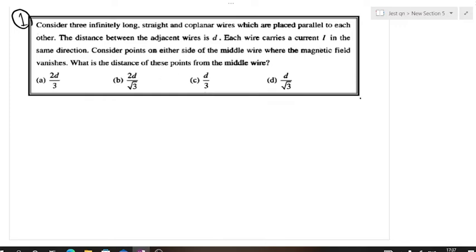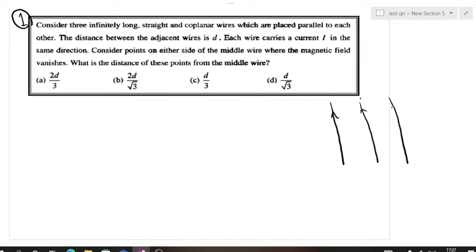Consider 3 infinitely long, straight and coplanar wires, placed parallel to each other. The distance between the adjacent wires is d. Each wire carries a current I in the same direction. Consider points on either side of the middle wire.